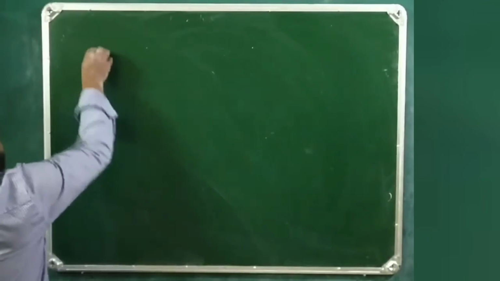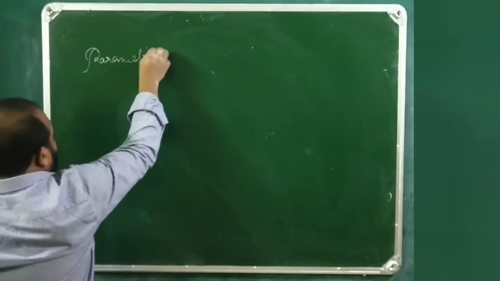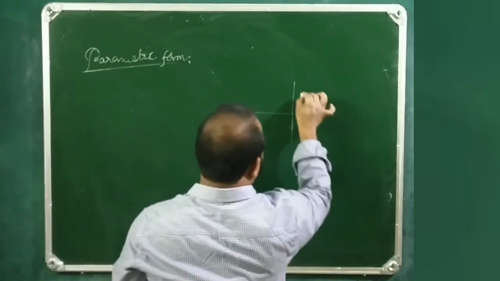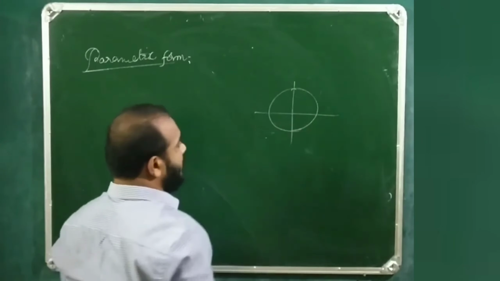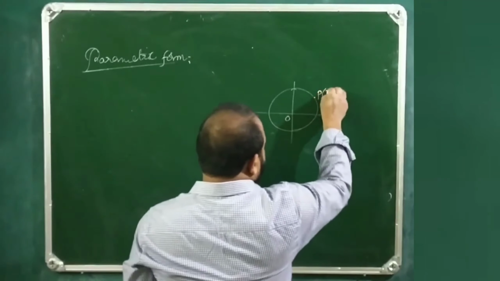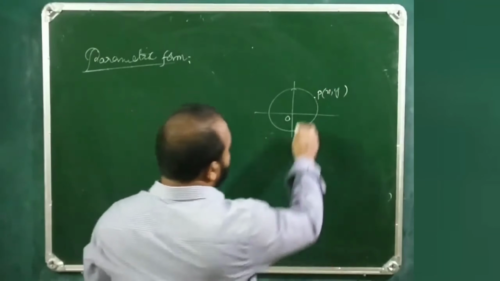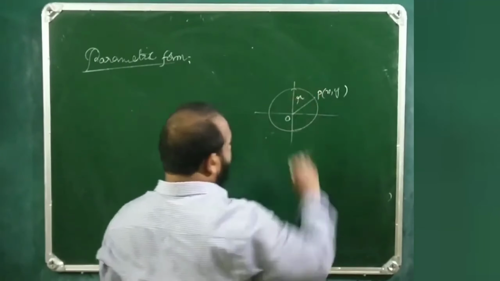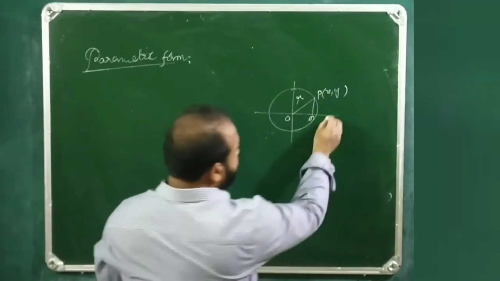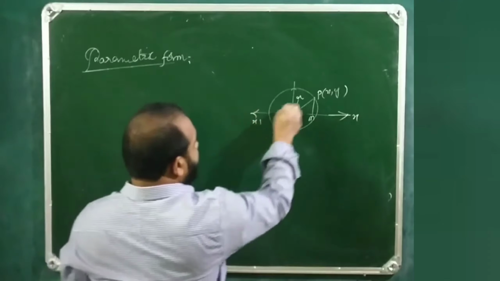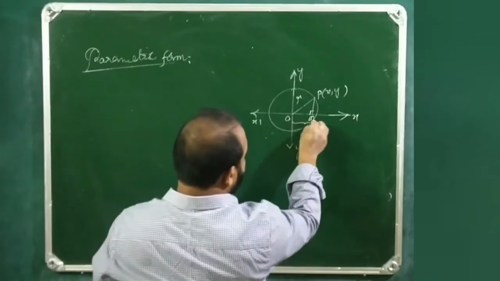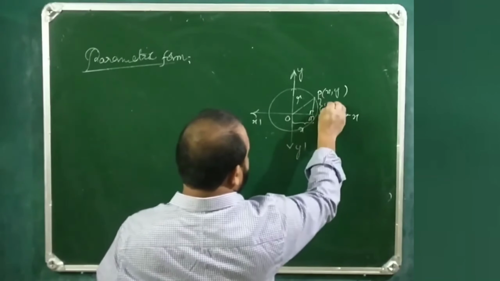Now, parametric form. For this, I'll take the standard equation of a circle whose center is at the origin O. So let P(x, y) be any point on the circle. So let OP be equal to r. I'll draw a perpendicular PM onto the x-axis. This is x-axis dash, this is y dash. So this OM is equal to x and this PM is equal to y.